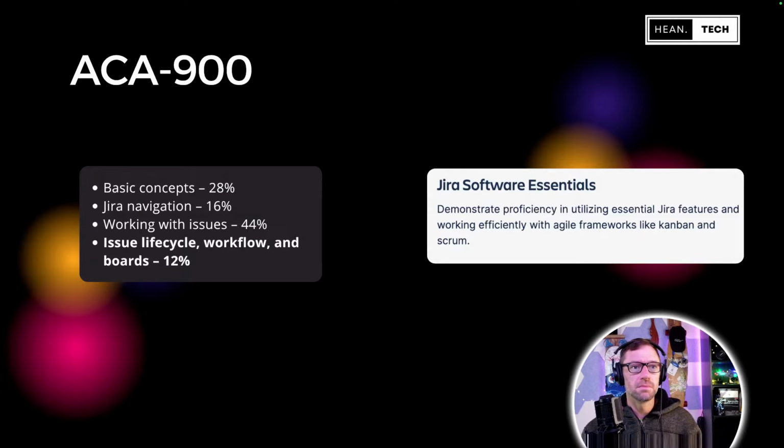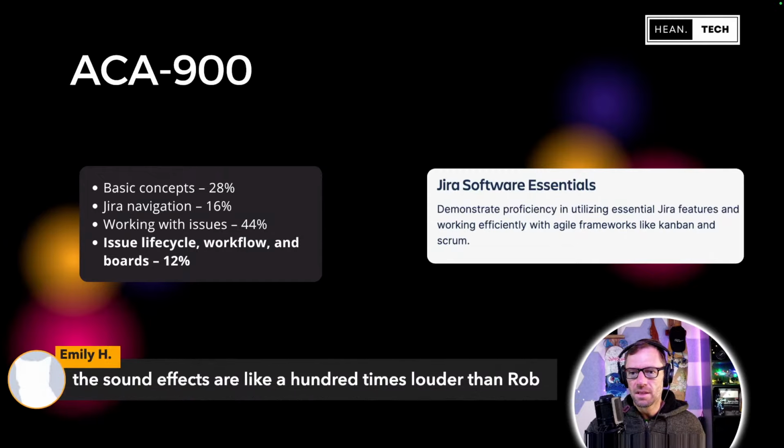So if you are up against a wall and you have to determine what am I going to study, I would pick working with issues, understanding how to manipulate fields, understanding how drop-downs work or what the priority field does, is 44% of your exam. So if you can nail working with issues and nail basic concepts and get 100%, that kind of means you pass.